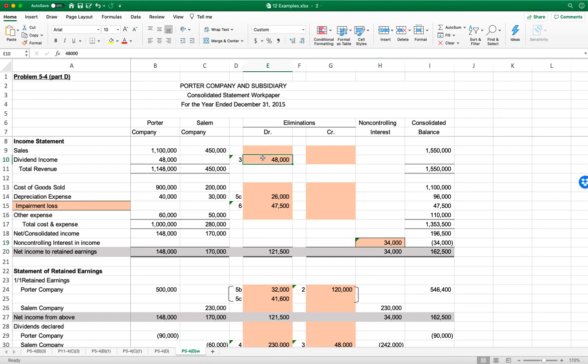So this first one, what's that entry doing? Well, it's eliminating dividend income. Who has dividend income? The parent company. So we're not adjusting the subsidiary's income with this. We're adjusting the parent company's income with this. So we're going to ignore that one.